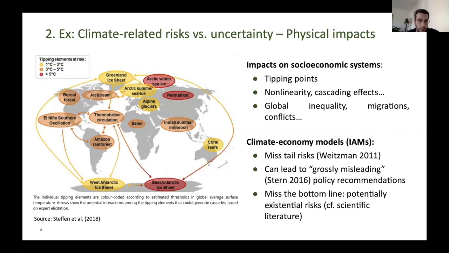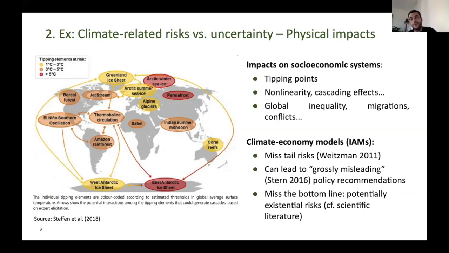This is a map of how some of these ecosystems are connected. And the problem is that we have tipping points. When you cross a certain threshold, your ecosystem completely shifts toward new behavior, new patterns. You have non-linearity, cascading effects, and so on. And actually, there's a large literature today that says that existing climate-economy models, the IAMs or integrated assessment models, basically completely fail to account for this tail risk, for the fact that we could be in serious trouble. And if you do risk management, that's what you want to measure.